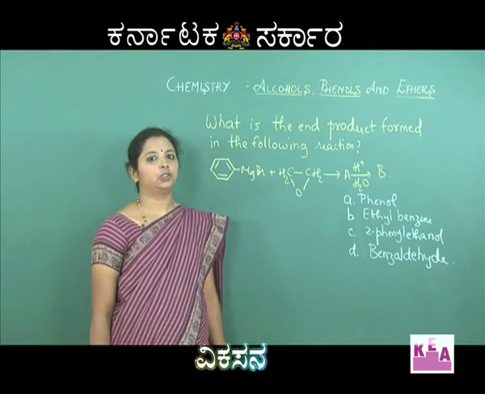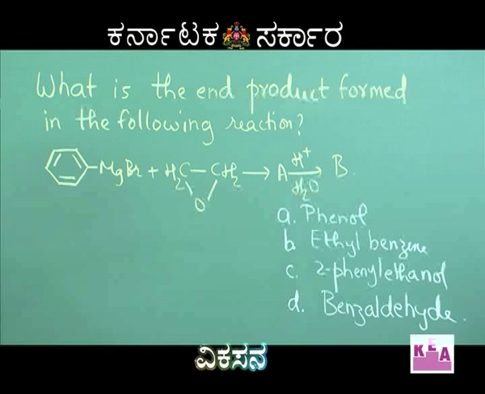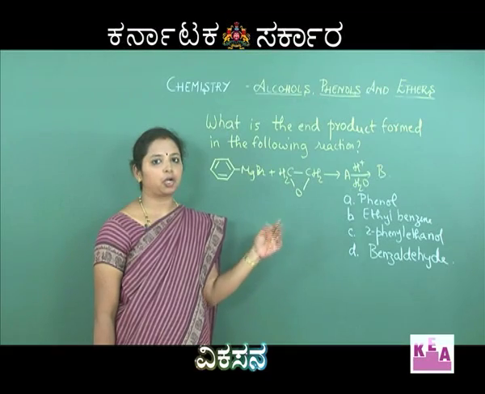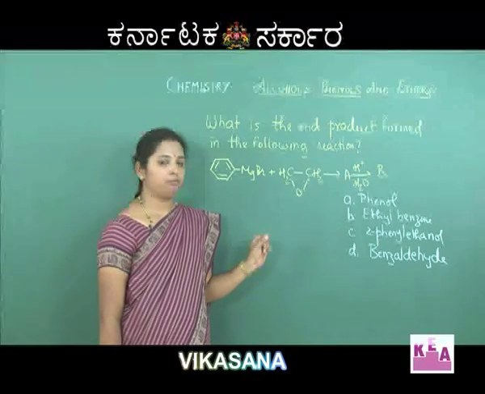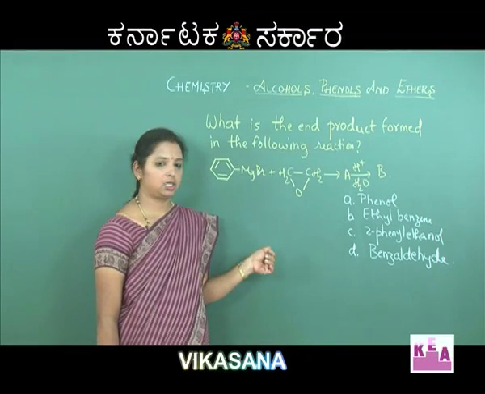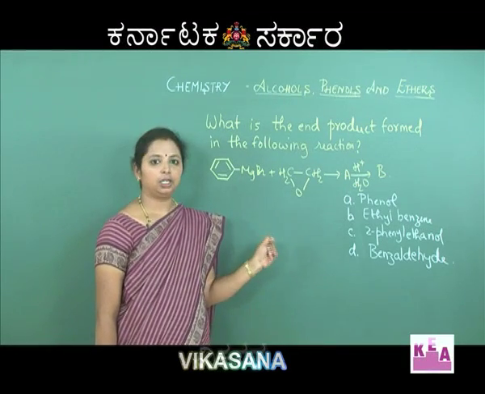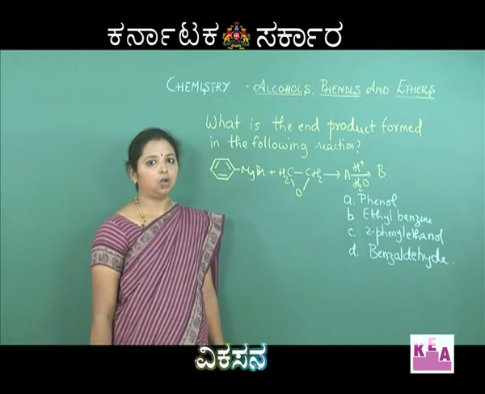Moving on to the next question. What is the end product formed in the following reaction? We have phenyl magnesium bromide reacting with ethylene oxide to form A, which on hydrolysis will form B. Now we have to find out the end product B. The options given are A, phenol, B, ethyl benzene, C, 2-phenyl ethanol, D, benzaldehyde. How do we do it?